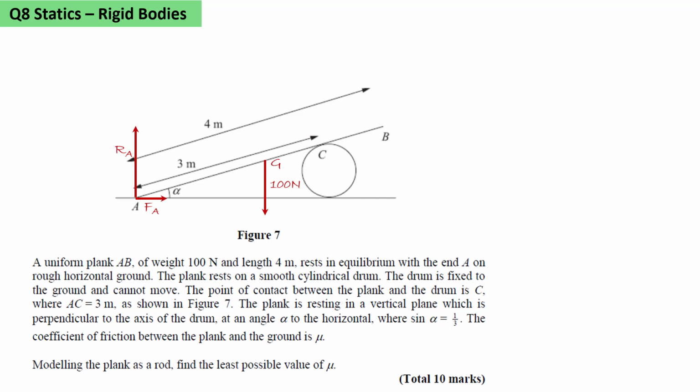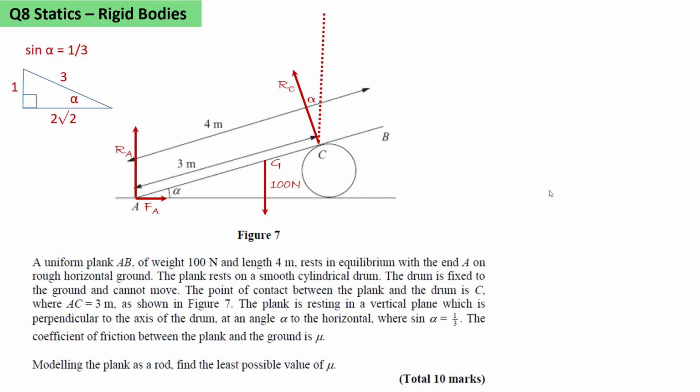It rests on a smooth cylindrical drum. It's fixed to the ground, it can't move. We're told that the plank is at alpha to the horizontal. So we can mark in the normal reaction to the cylinder. This is the important thing to remember with cylinders, that the reaction acts along a normal which is at right angles to the plank. And as the plank is at an angle of alpha, the reaction RC will be at an angle of alpha to the vertical.